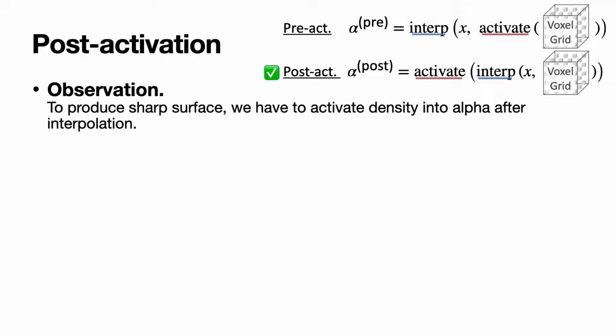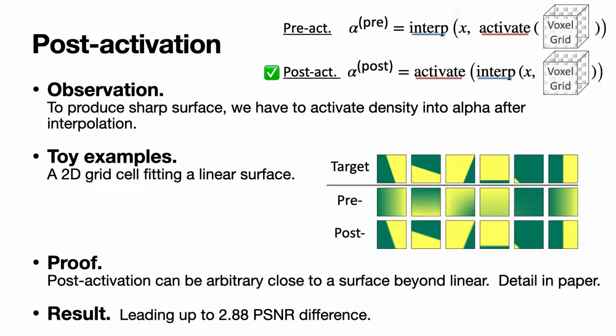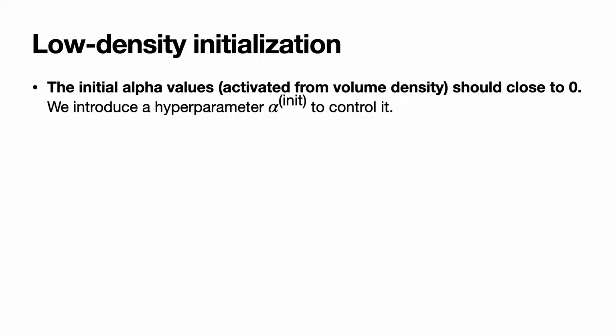As a comparison, pre-activation activates density to alpha first. We show toy examples by fitting a single 2D grid cell to a linear surface. In this toy test, post-activation can produce a very sharp surface, while pre-activation can only produce a blurry surface. We prove in our paper that post-activation can be arbitrarily close to a surface beyond linear. Our experiment also showed that they could result in up to 2.8 PSNR difference for novel view synthesis.